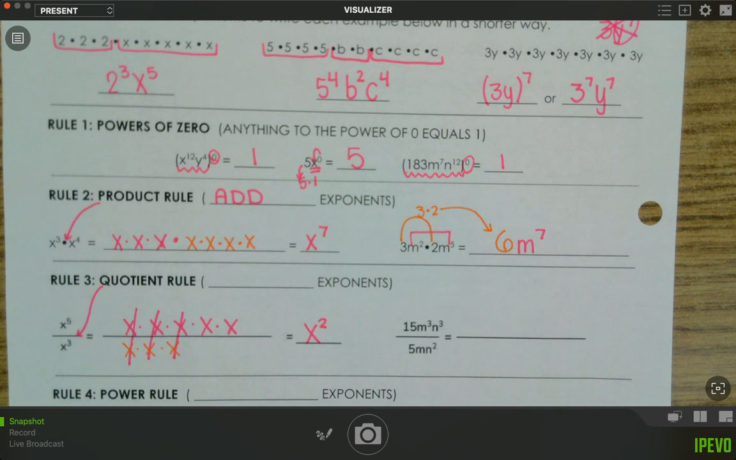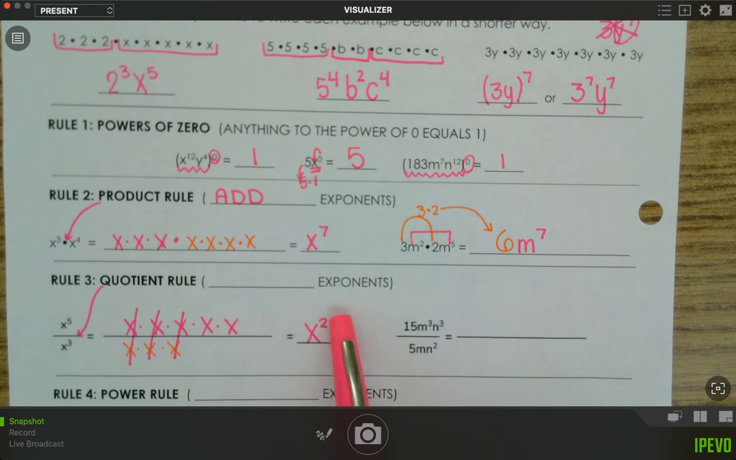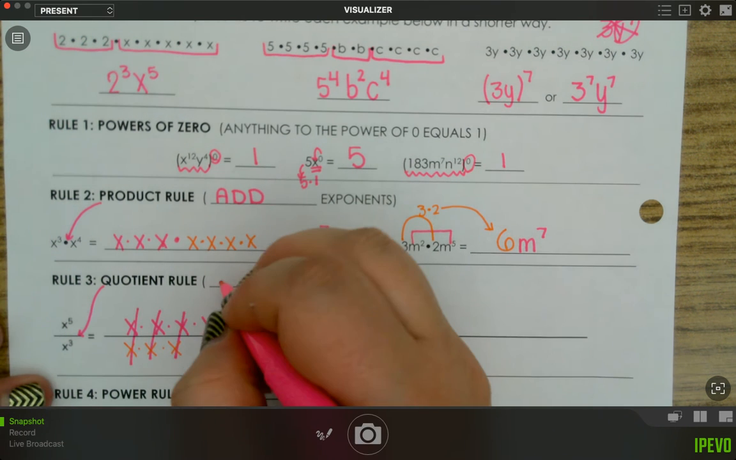I think of these as takeaways. You had 5 on the top, and you could take away 3 of them because there's 3 on the bottom. Well, 5 take away 3 is 2. You might have heard takeaways in like elementary school. What we call that now is subtraction.